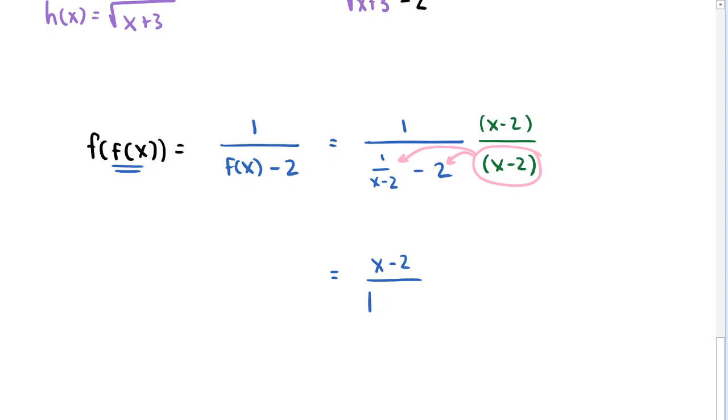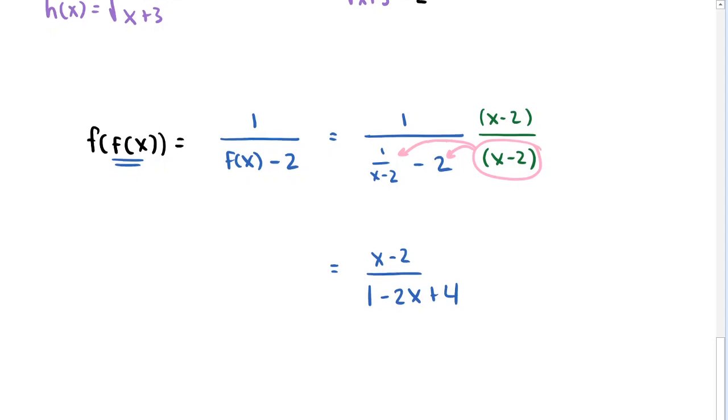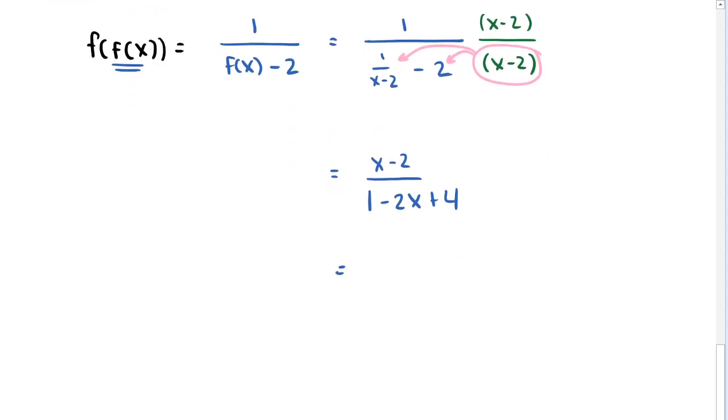Now what about this next part, minus 2 times x minus 2? Well, minus 2 times x minus 2 is negative 2x plus 4, right? It's like distributing negative 2 to x minus 2. And so this comes out to be x minus 2 over negative 2x plus 5. So this is an expression for f of f of x.